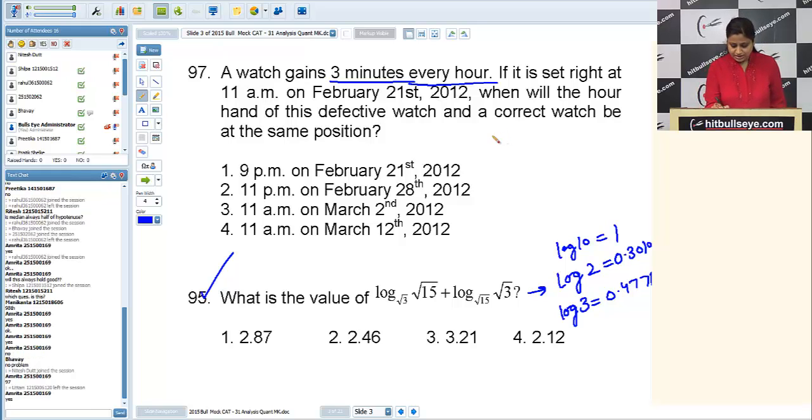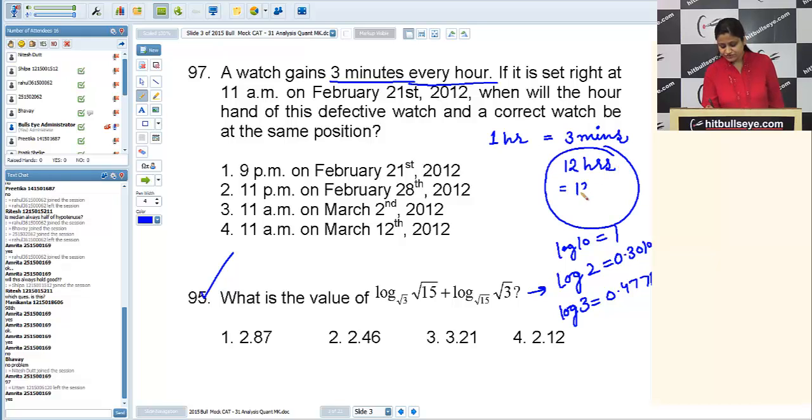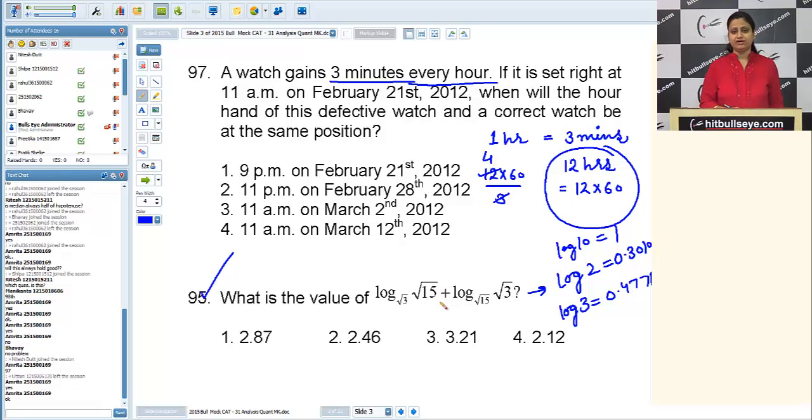So, in 1 hour, it is gaining 3 minutes. If 3 minutes are gained in 1 hour, 12 hours, which is equal to 12 into 60 minutes, will be gained in how many hours? It will be 12 into 60 by 3. I'm using the unitary method here. Clear? So, after 240 hours, there will be a difference of 12 hours.